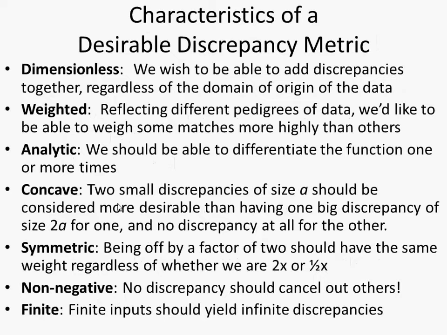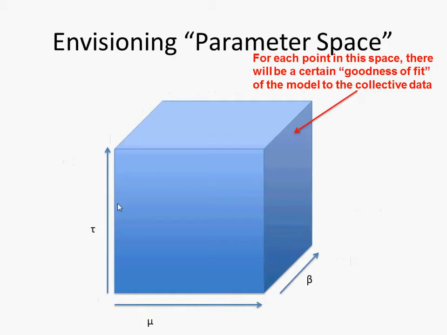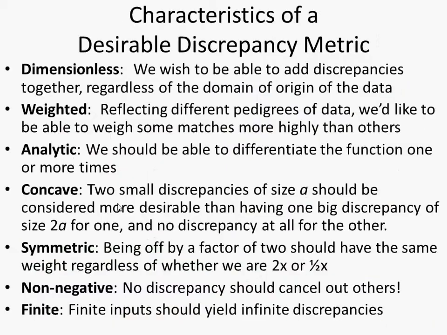So first of all, you want something that's dimensionless. By dimensionless, I mean that it's not measured in terms of people or dollars or time. And the reason is, generally you want to arrive at a single number for the discrepancy, for a particular set of parameter values. For a particular point within this space, you want to be able to say the average discrepancy, say, is X. In order to do that, you may have to add up discrepancies across dollars and across people. In order to add those together, they have to be dimensionless. So you won't be adding dollars to people.